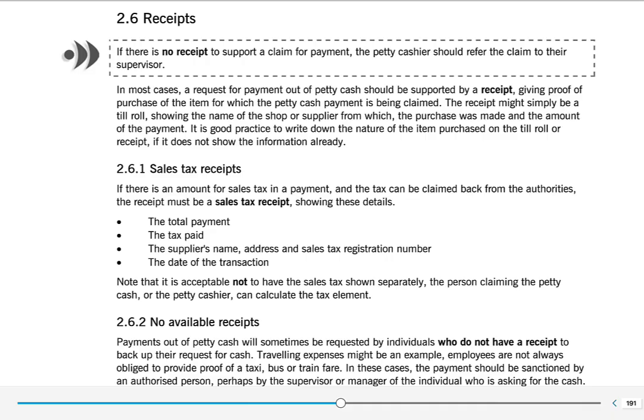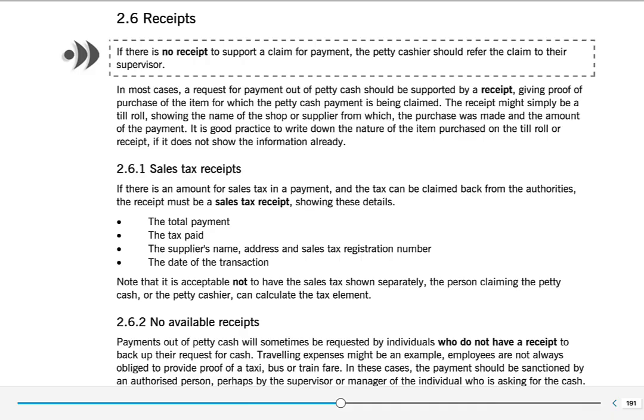What the petty cashier should do. Now let us talk about the petty cashier's job. When someone requests petty cash reimbursement, the petty cashier should check the receipt carefully. The petty cashier should ask these questions. Does the receipt show the supplier name?